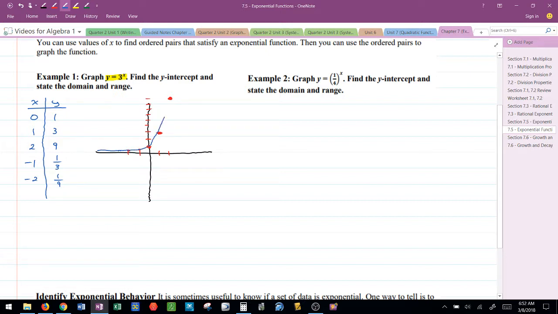And this is known as an exponential curve. This in particular is called exponential growth. The reason why it's called growth is because that 3 is greater than 1. So growth means greater than 1. If you think about it from left to right, this graph is growing.